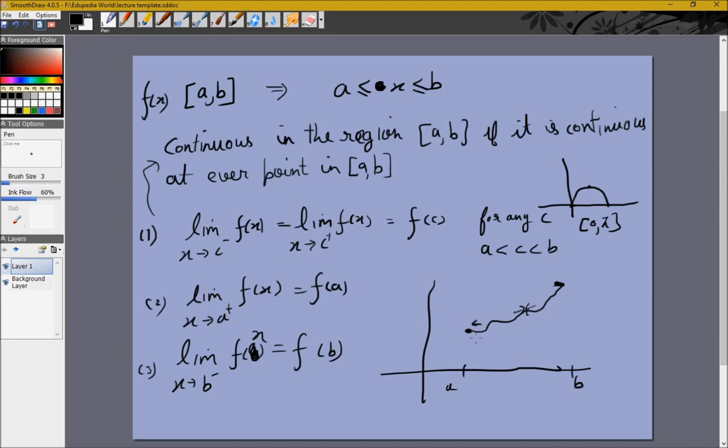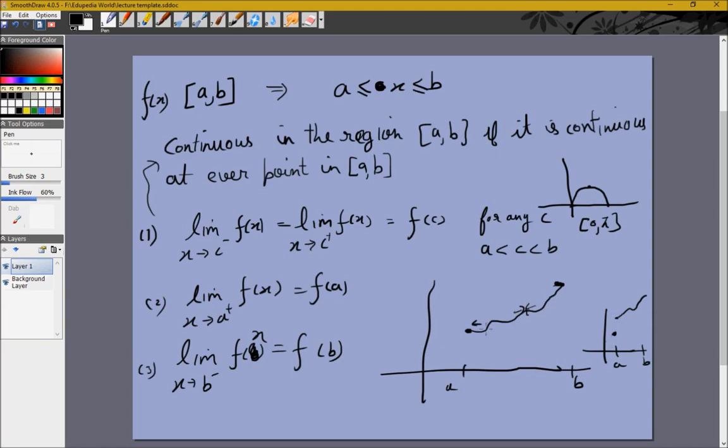What would the graph look like if the right hand limit was not equal to the value at A? We would see something like this. This was A, this was B. The value at a particular point A would be this, but then the function would go like this. Then the right hand limit at A would be this value, but the value at A would be this value. So it would not be continuous.